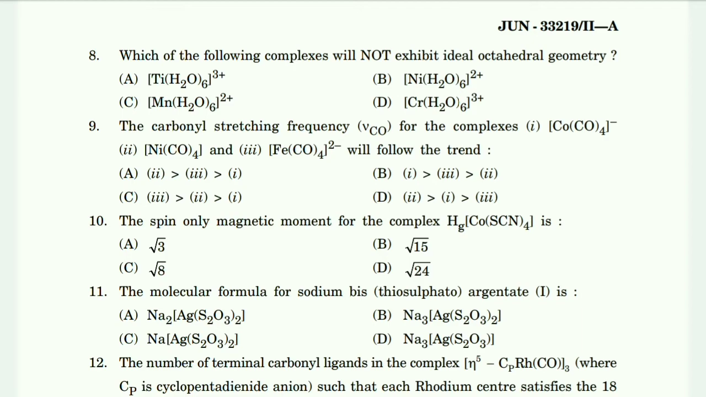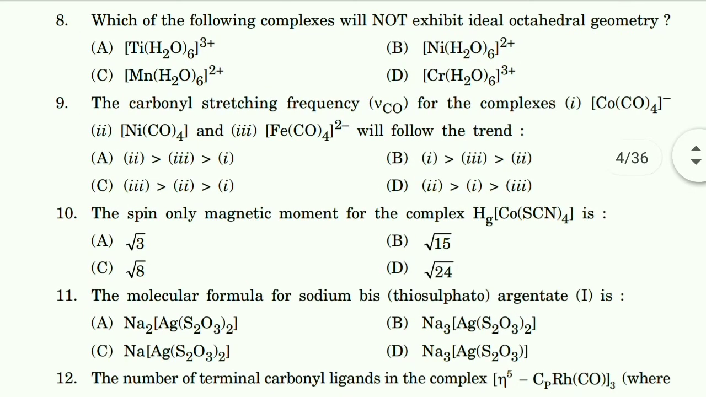Now the question number 9. The carbonyl stretching frequency for the complexes: cobalt carbonyl [Co(CO)4]-, where the charge on the complex is -1, then the second complex is nickel tetracarbonyl, then the third complex is [Fe(CO)4]2-. We will follow the trend. Just remember one thing: in all these three complexes the ligand is neutral. Carbonyl is a neutral ligand, so the charge on the complex ion means the charge on the central metal atom. The one having the most negative charge is [Fe(CO)4]2-.